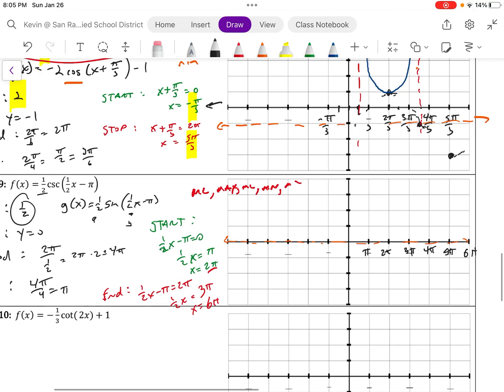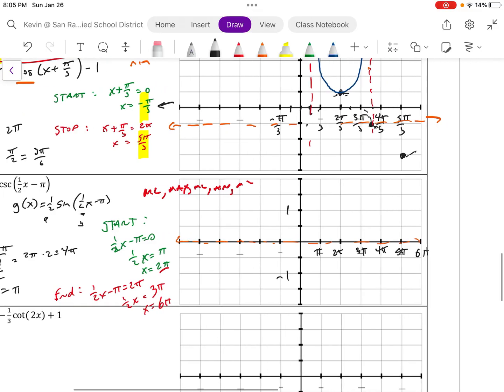So start at 2 pi, and we start at the midline, but our amplitude is 1/2. So I'm going to say this is 1, and this is -1. So I'm going to start here at 2 pi. Okay, and then I'm only going up 1/2, to my max, down to my midline, down to my minimum, and then back, and then I end at 6 pi.